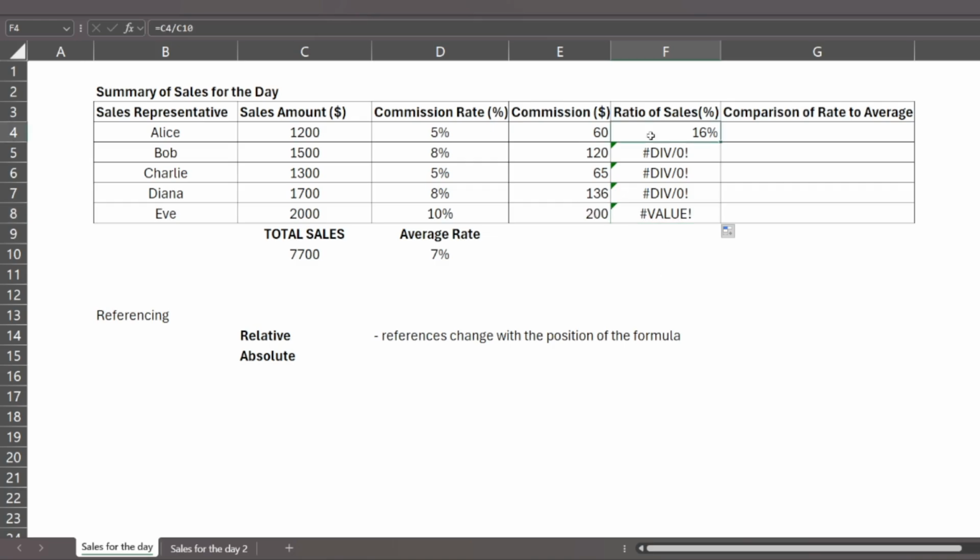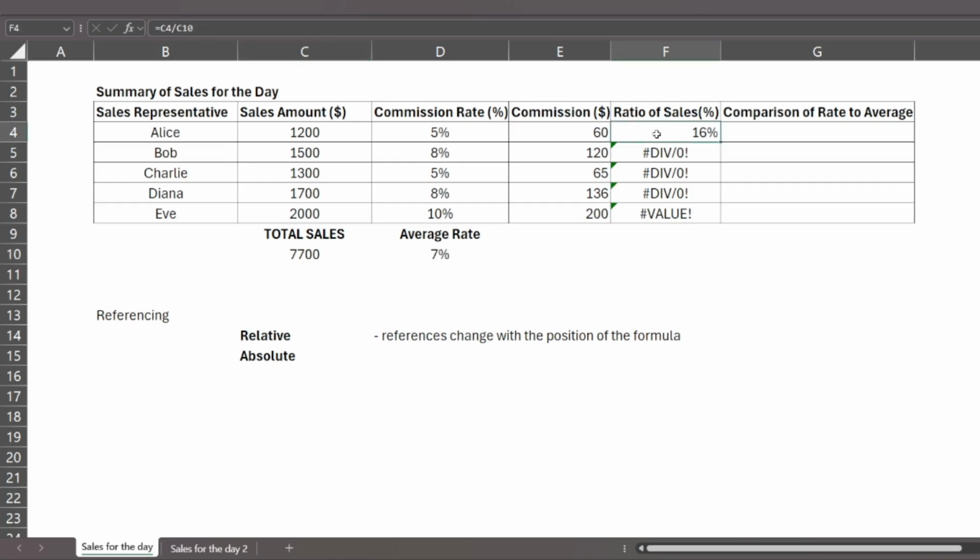Initially, you did divide it by the right thing. You're referencing cell C10 as our divisor, and that's where total sales is. So that's actually fine. The problem here is we're still using relative referencing, right? So when you look at the formula, we're looking at C4 here. That's fine because that's the amount that we want to divide by our total sales.